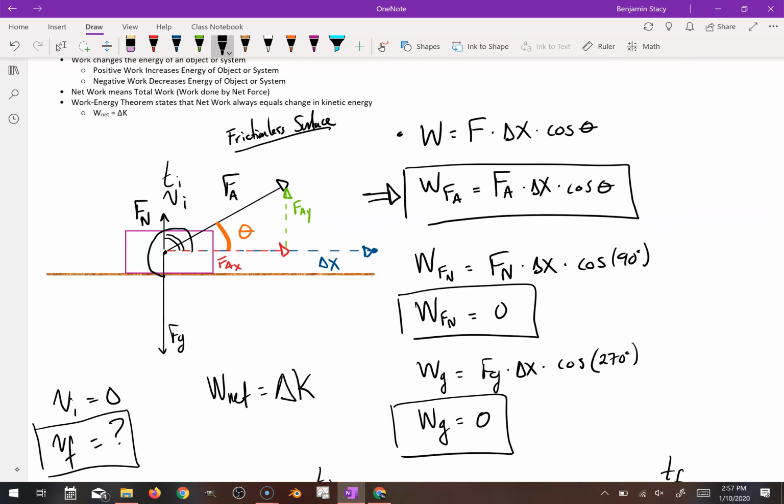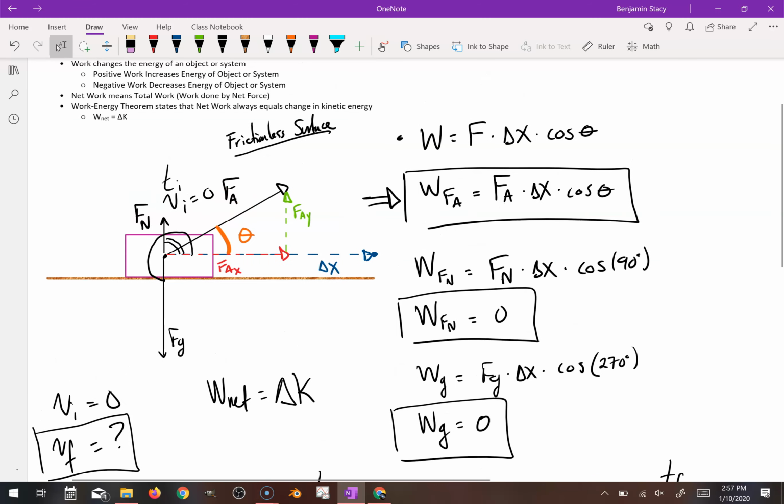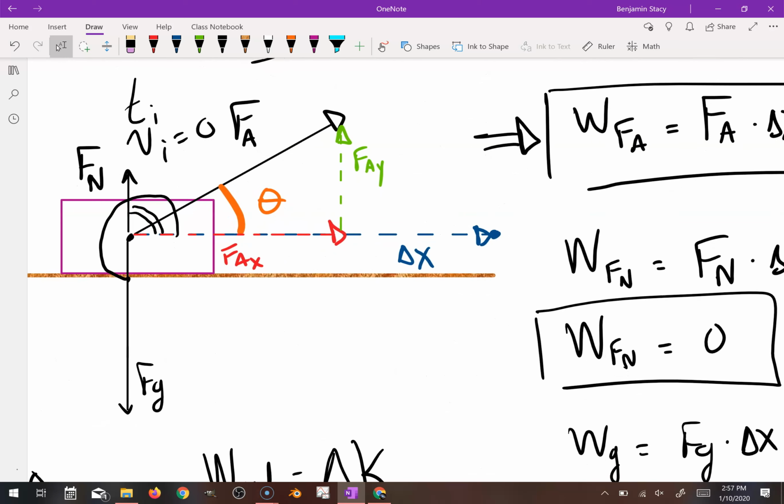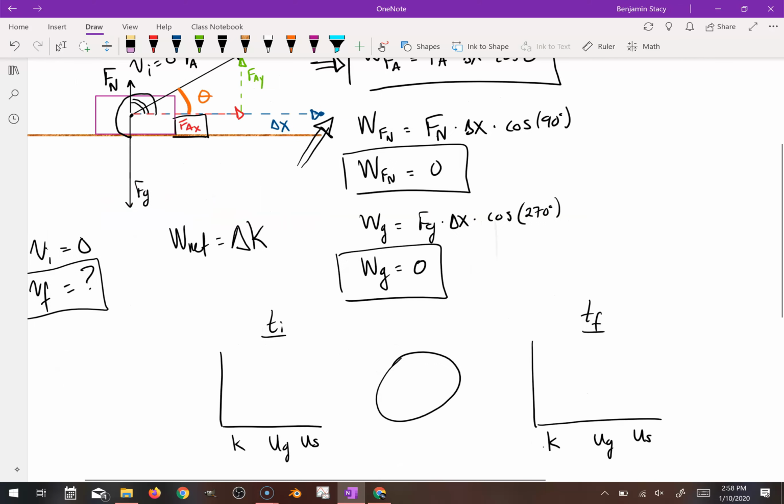At TI, its initial velocity is 0. And at some final time, it's not 0. It's being accelerated. Specifically, it's being accelerated by the applied force, Fa. Even more specifically, it's really just this component of the applied force that's making it speed up. And that's going to do positive work, increase the energy of this object. And therefore, at some later point in time, after we've gone displacement delta x, and the block is at this position, it'll have some final velocity.